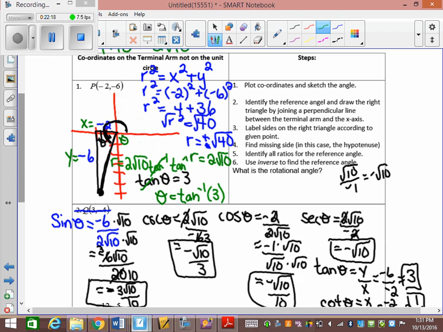Go to a separate sheet of paper, and I'm going to get you to try 3 and -4. Go to a separate sheet of paper, because you need to try 3 and -4 before you try fractions, trust me.